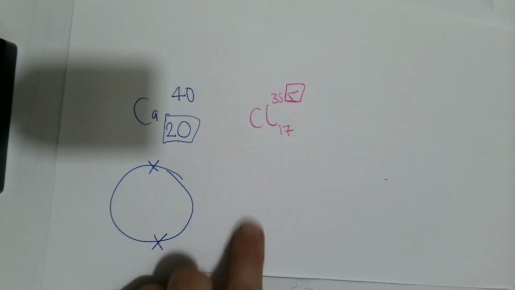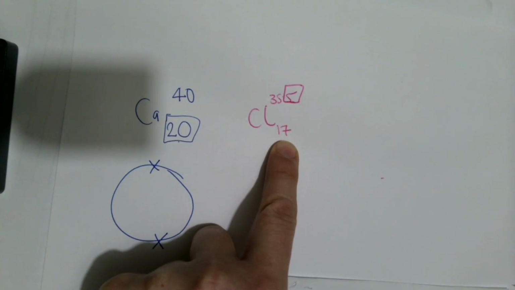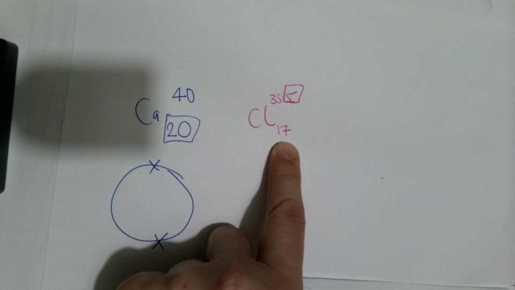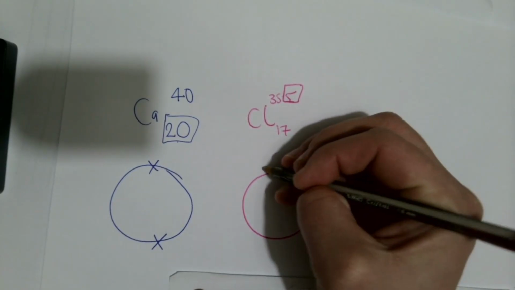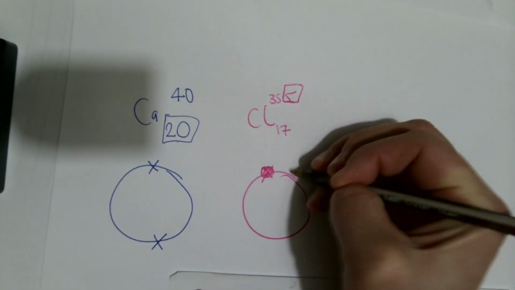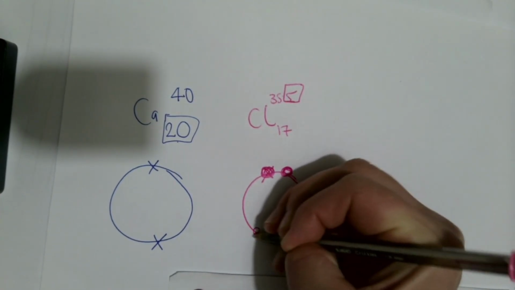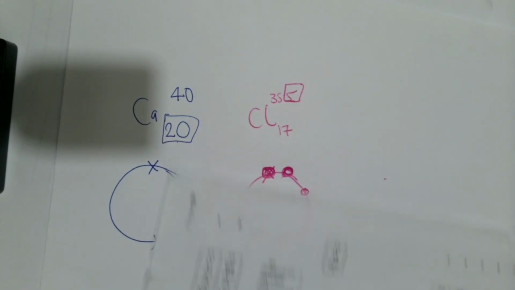I'm going to jump over to our friend chlorine. And it's got 17. So in its first shell, it'll have 2. In the second shell, it'll have 8. 2 and 8, and my math is 10. And the difference between 10 and 17 is 7. So what I'm going to do here is go 1, 2, 3, 4, 5, 6, and 7. So there we go. We've got calcium, we've got chlorine. There they are in the periodic table.